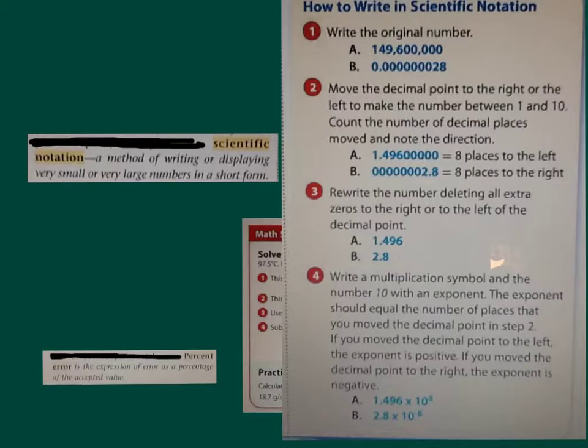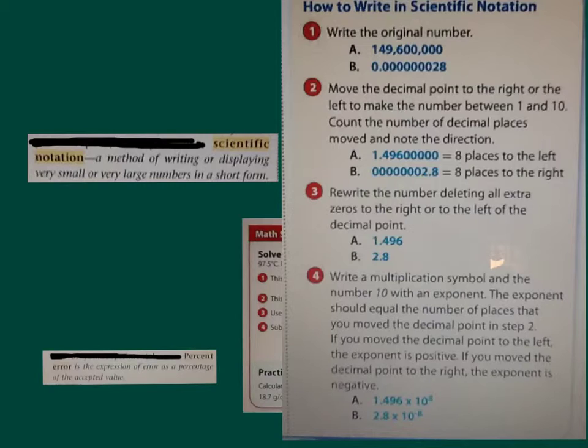So now it's 1.496, 0, 0, 0, 0, 0, which we've moved 8 places. Let's do the same with the other one. We're looking at B. We're taking this number and moving our decimal place over from down here to down here, which was also 8 places, but it's to the right instead of the left.